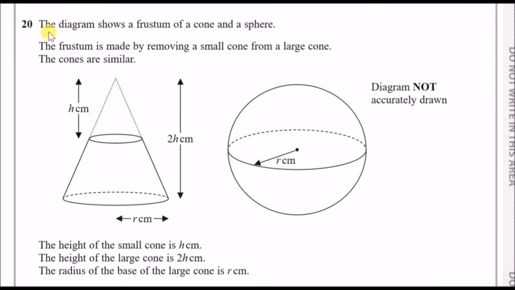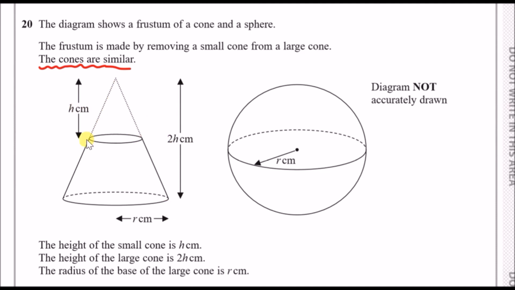Alright, number 20. So the diagram shows a frustum of a cone and a sphere. Now the frustum is made by removing a small cone from a large cone, and the cones are similar. Okay, so this is very important to note. When they tell you two things are similar, all it implies is that the small cone which is taken off from the big cone are just proportionally different.